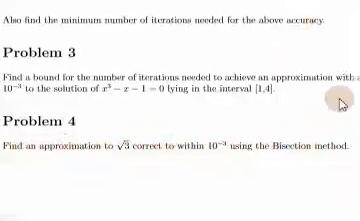So now we are going to discuss the fourth problem, the final one. Find an approximation to the square root of 3 correct to within 10 to the minus 3 using the bisection method. So we want to determine an approximation to the square root of 3.